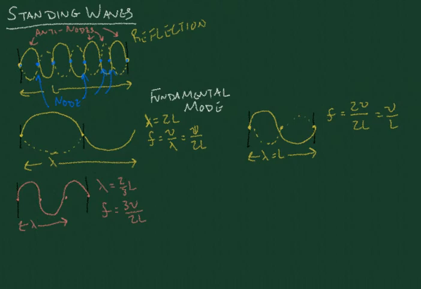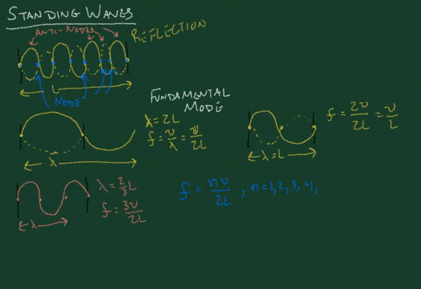So we've already gone enough times to see a pattern. We had 1 v over 2L, we have 2 v over 2L, we have 3 v over 2L. So you can guess that the frequency is going to be n times the speed over 2L, where n is equal to 1, 2, 3, 4, and any number after that.